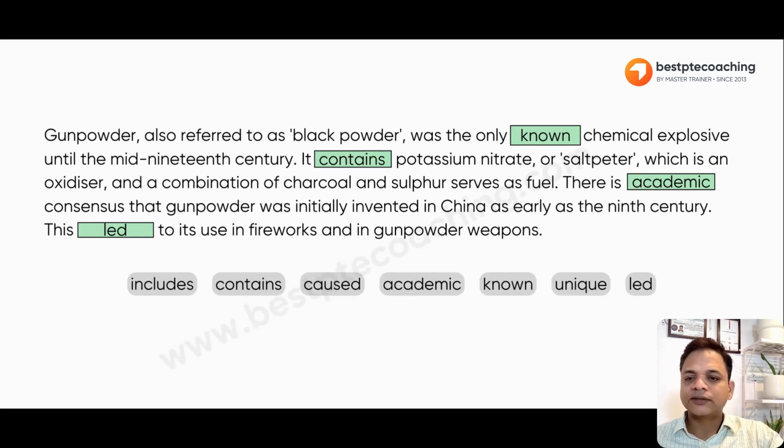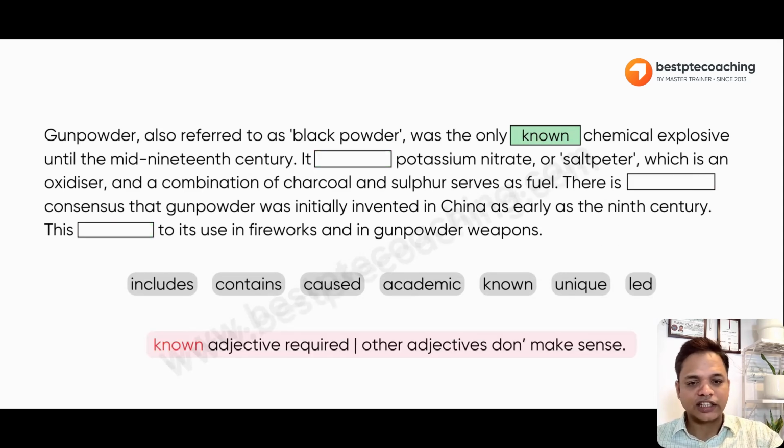Known, contains, academic, led. These are the correct answers. Let's see why. Known: here an adjective is required, other adjectives are not suitable. So just in case you are unable to answer the first blank in the first place, don't do anything complicated. Just try it for 20-30 seconds. If you're unable to get it, just skip it, go to the next one.